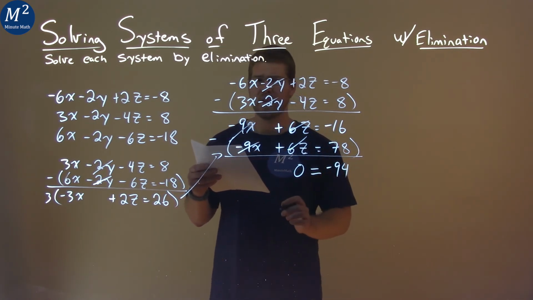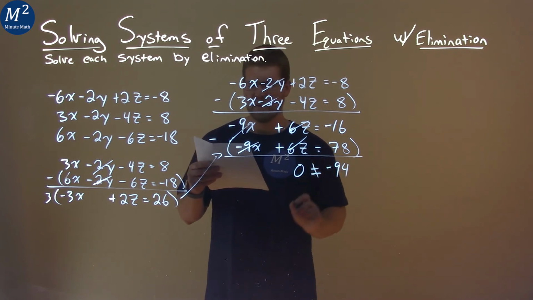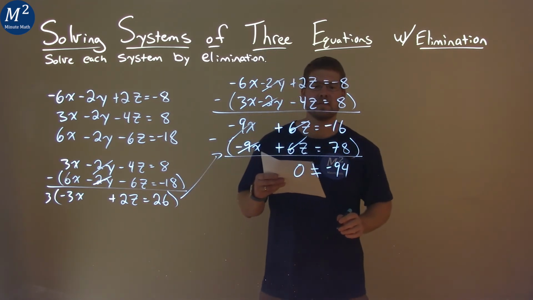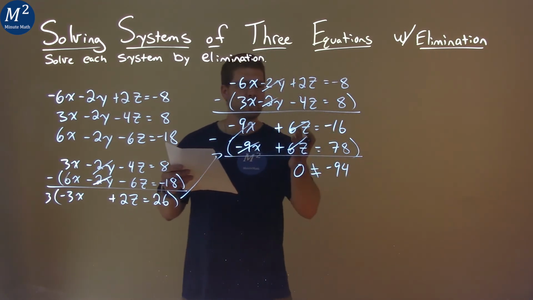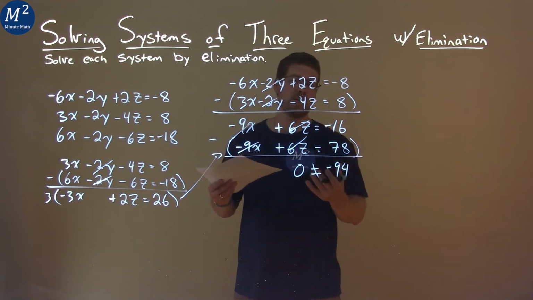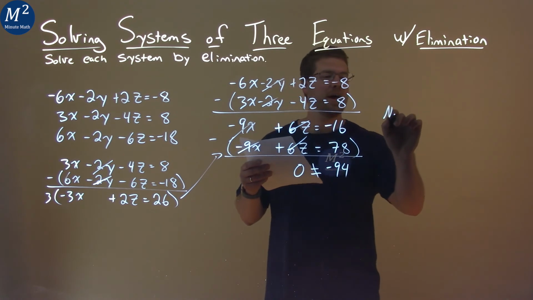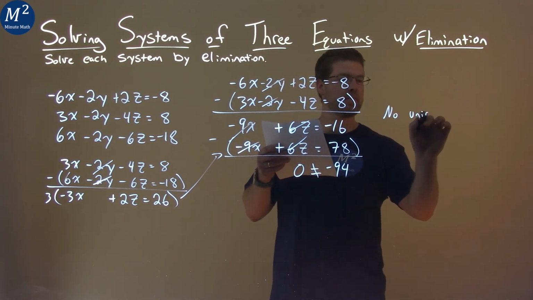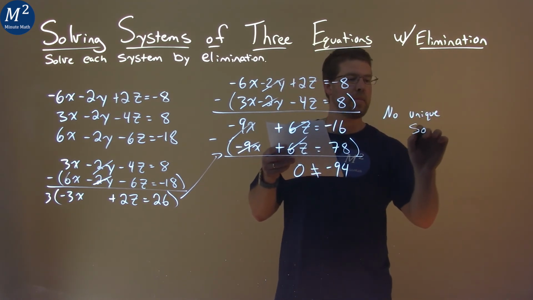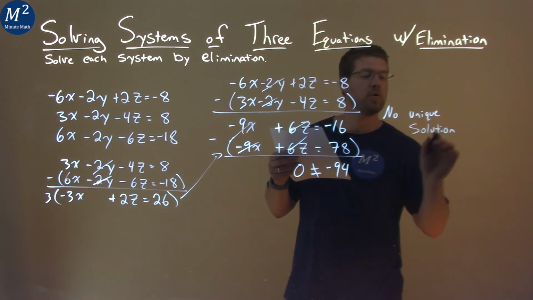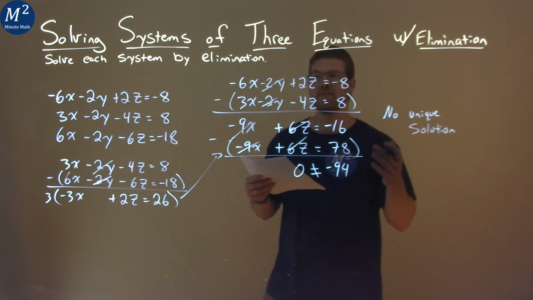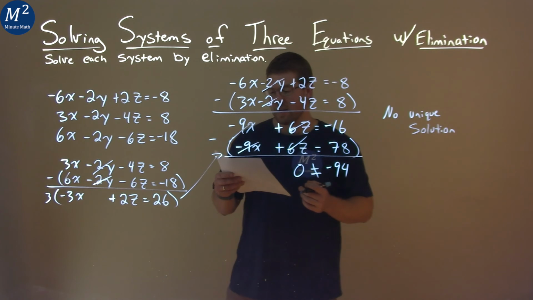Well, does 0 equal negative 94? No, that is incorrect. So what happened here? Well, we have 0 not equal to negative 94. That's not a true statement, and all of our variables cancel. So when this happens, we have no unique solution. Meaning there's no unique solution to this system of equations, and that is our final answer.